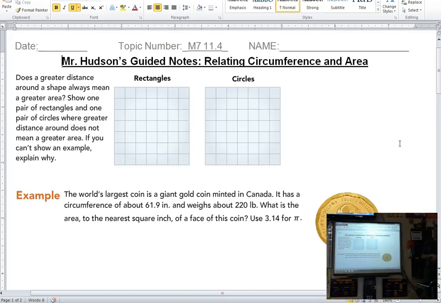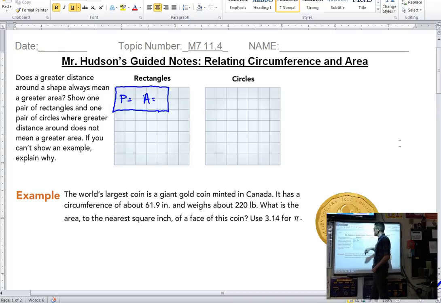Who can give me some dimensions of a rectangle that we could put on our grid here? Abby? 5 and 2. So I'm going to do 2 and 5. So if I do 1, 2, 1, 2, 3, 4, 5. So what's my perimeter and what's my area is what we want to answer.